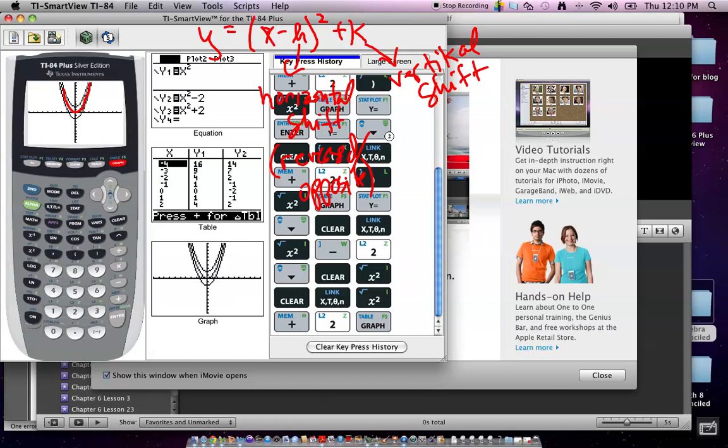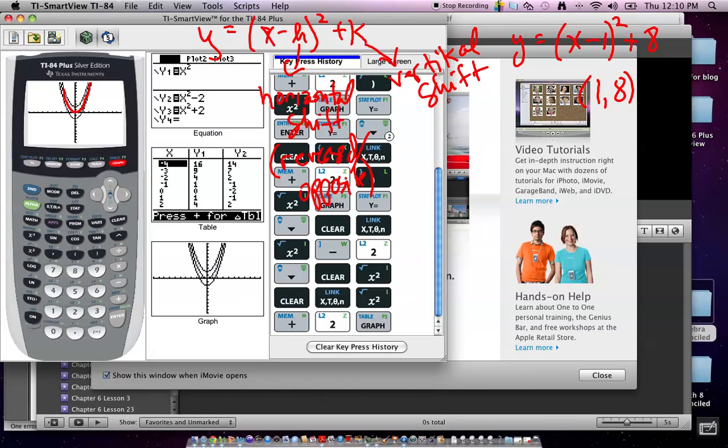So if, let's just say for argument's sake, I had a graph that looked like this. What would the vertex of this graph be? Wyatt? 1 what? 1, negative 8. Well, 1, positive 8. The only one that's reversed is horizontal shift. Okay, vertical shift stays the way it is.